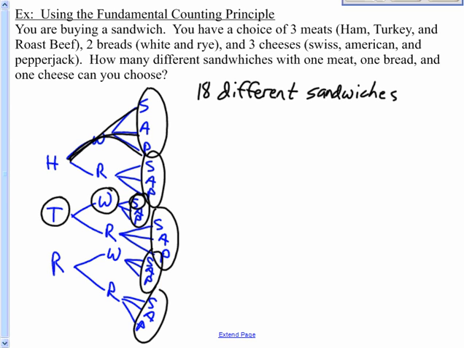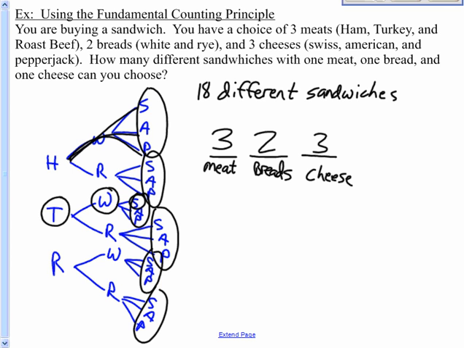So the fundamental counting principle says, how many different kinds of meats can I choose from? There are 3 ways to choose a meat. How many breads do I have to choose from? I have 2 ways to pick a bread, either white or rye. And how many ways can I pick a cheese? 3: Swiss, American, and pepper jack. We just multiply those together. 3 times 2 is 6, 6 times 3 is 18. You see that? That's the fundamental counting principle in action with a little visual beforehand.